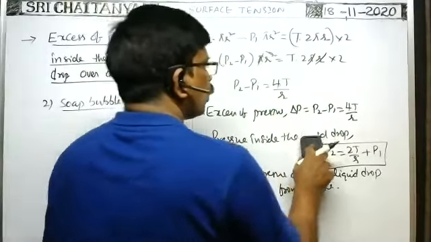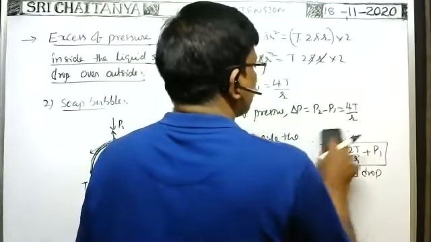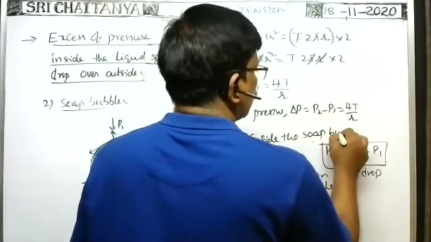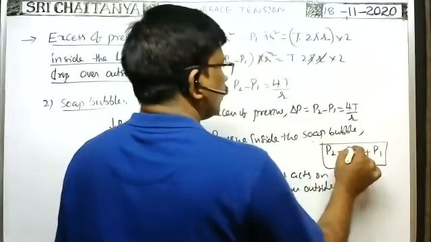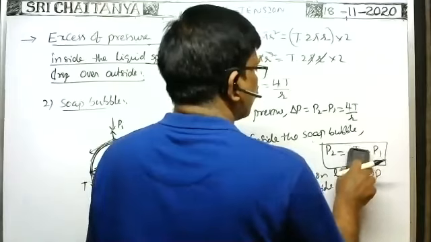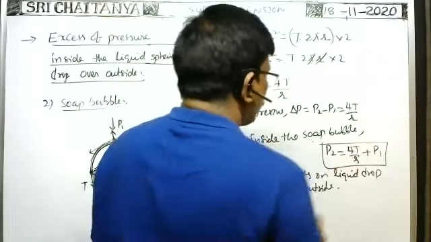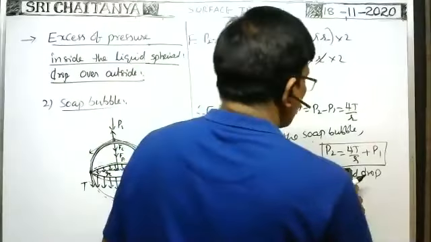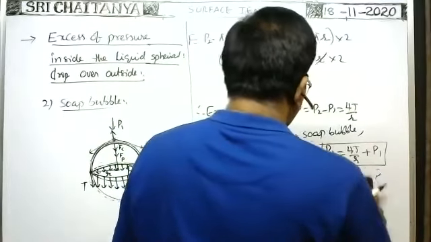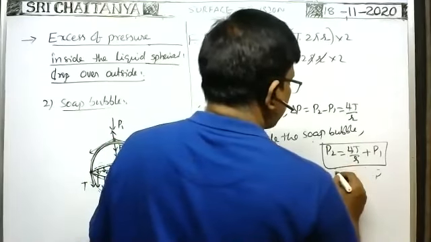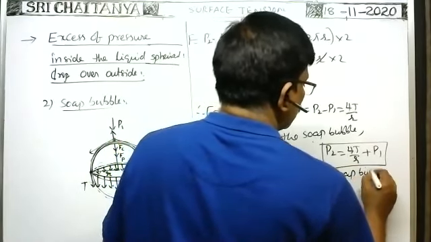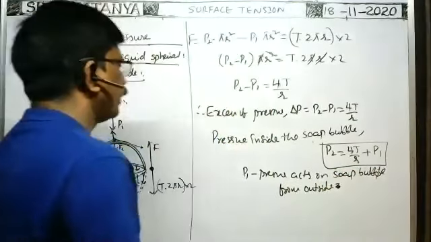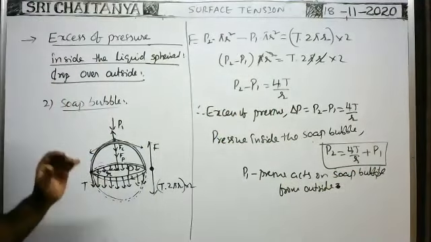The pressure inside the soap bubble is equal to 4T by r plus P1. So the pressure acting on the soap bubble from outside is P1. This is the soap bubble.